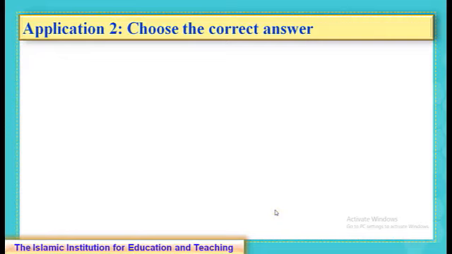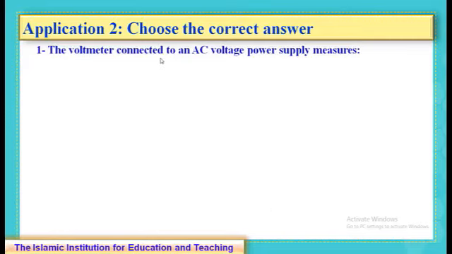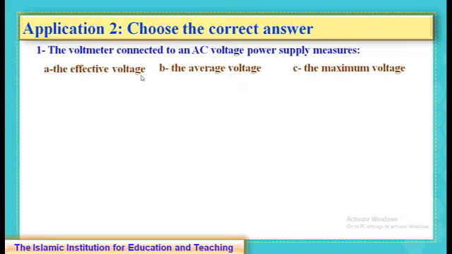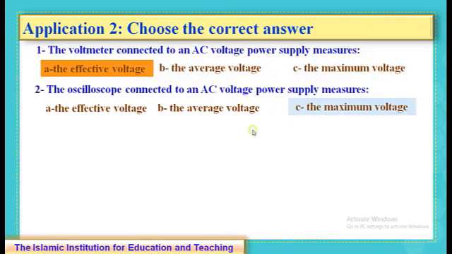Application number 2, choose the correct answer. The voltmeter connected to an AC voltage power supply measures the effective voltage, the average voltage, or the maximum voltage. Of course, the voltmeter measures the effective voltage. Now, the oscilloscope connected to an AC voltage power supply measures the maximum voltage.